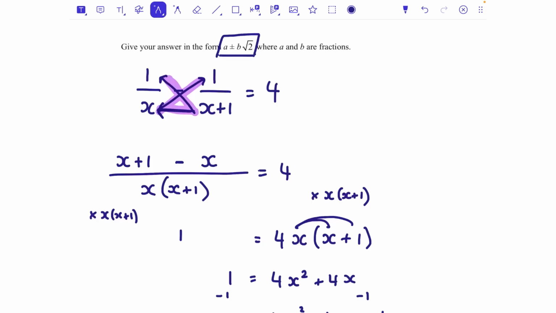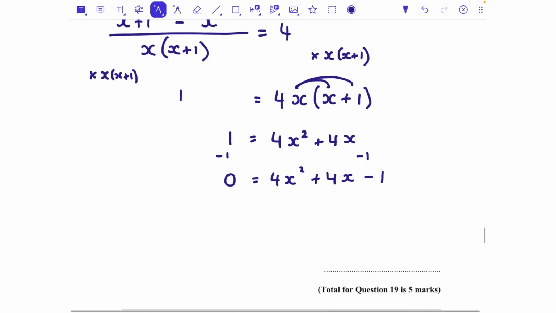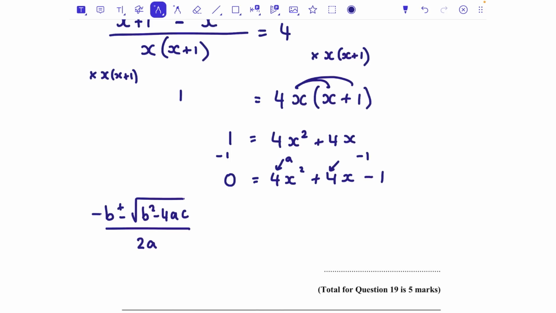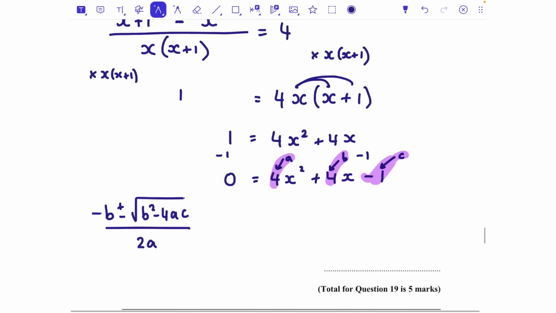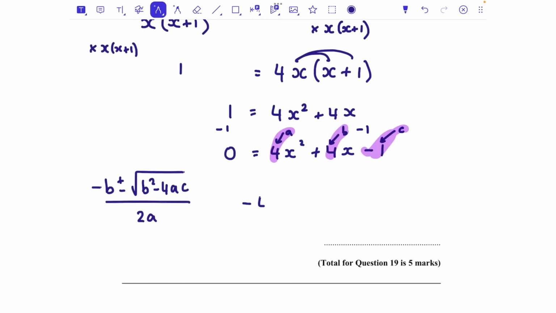So here I'm going to do the quadratic formula. So that is minus b plus or minus the square root of b squared minus 4ac all over 2a, where a is the number in front of x squared, b is the number in front of x, and c is the constant term here. So we've got our a, we've got our b, and we've got our c. And don't forget if there are negatives to include those as well. So then we're going to do minus 4 plus or minus the square root of 4 squared, which is 16, minus 4 times a times c, all over 2a.